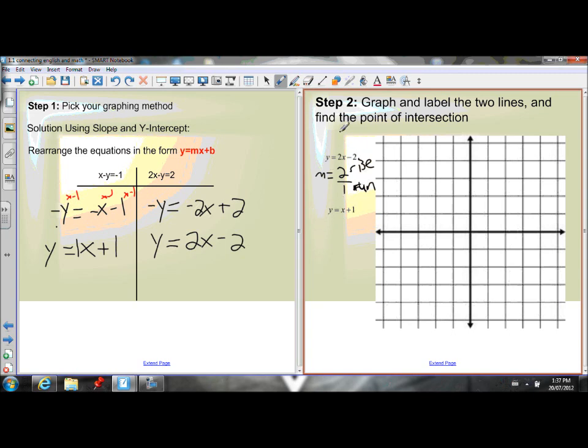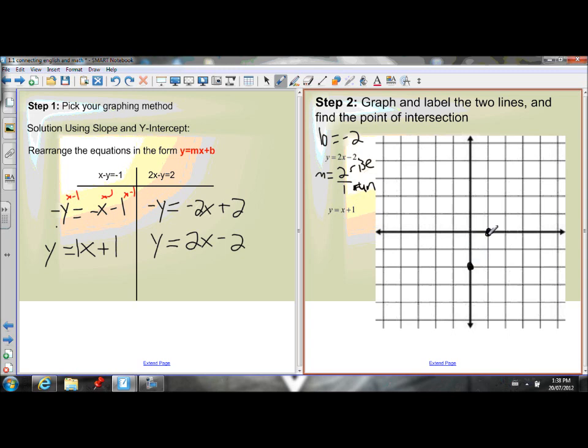And our y-intercept, so our b value, is -2 for this one. So that's our y-intercept for this line. So let's plot our y-intercept at -2 on the y-axis. And our slope is 2 over 1. And we know that's rise over run, so we have to rise 2 and run 1.